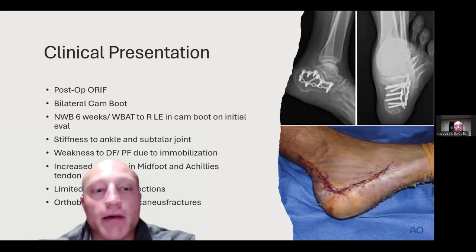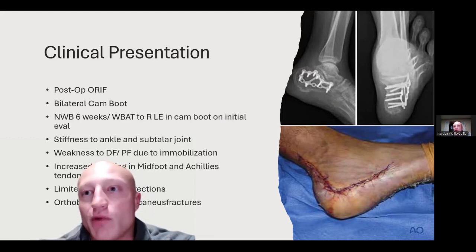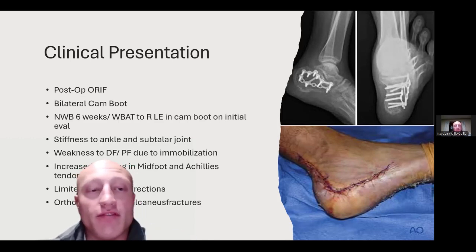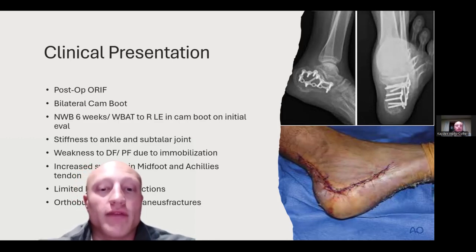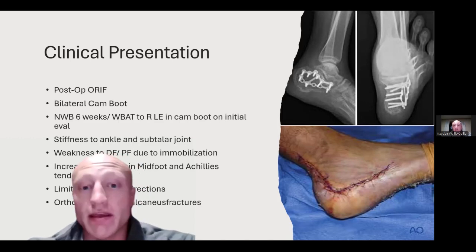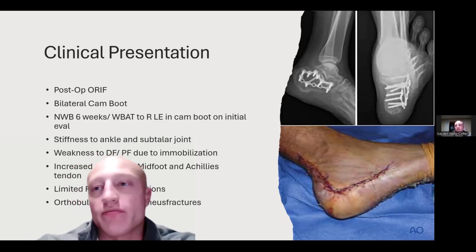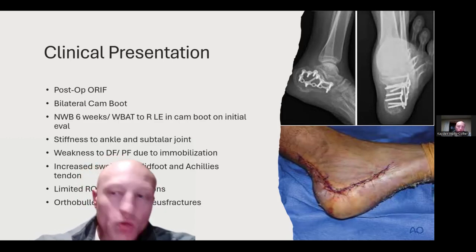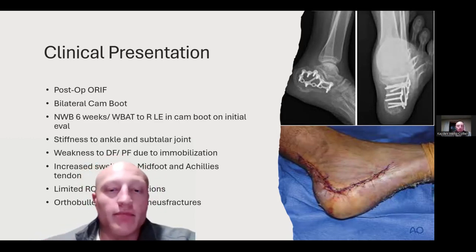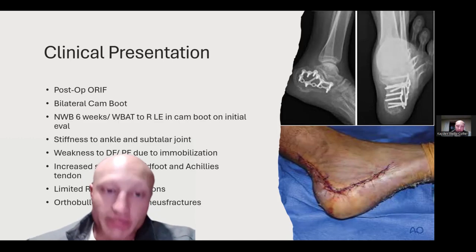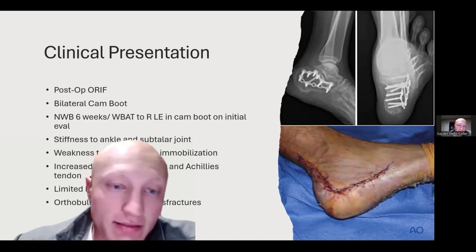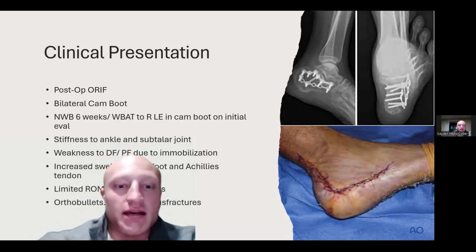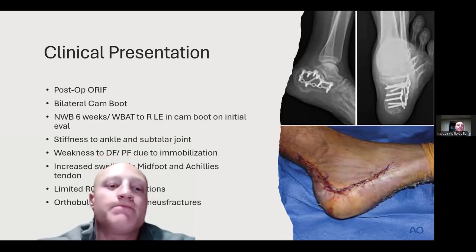The patient came in wearing bilateral cam boots, as they were non-weight bearing for the first 6 weeks. And then actually on the day of their initial eval, they were weight bearing as tolerated on their right lower extremity while still in their cam boot, unable to take the cam boot off when standing, especially for that initial eval. When we were able to take that off, there was extreme stiffness to the ankle and subtalar joint, as to be expected after being immobilized for nearly 6 weeks.